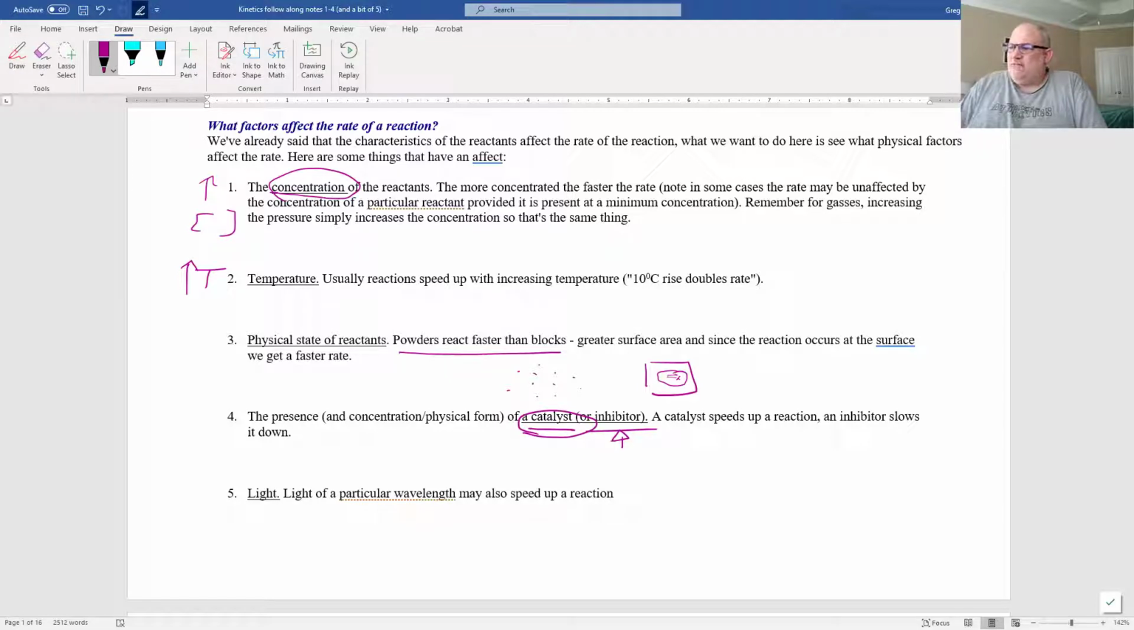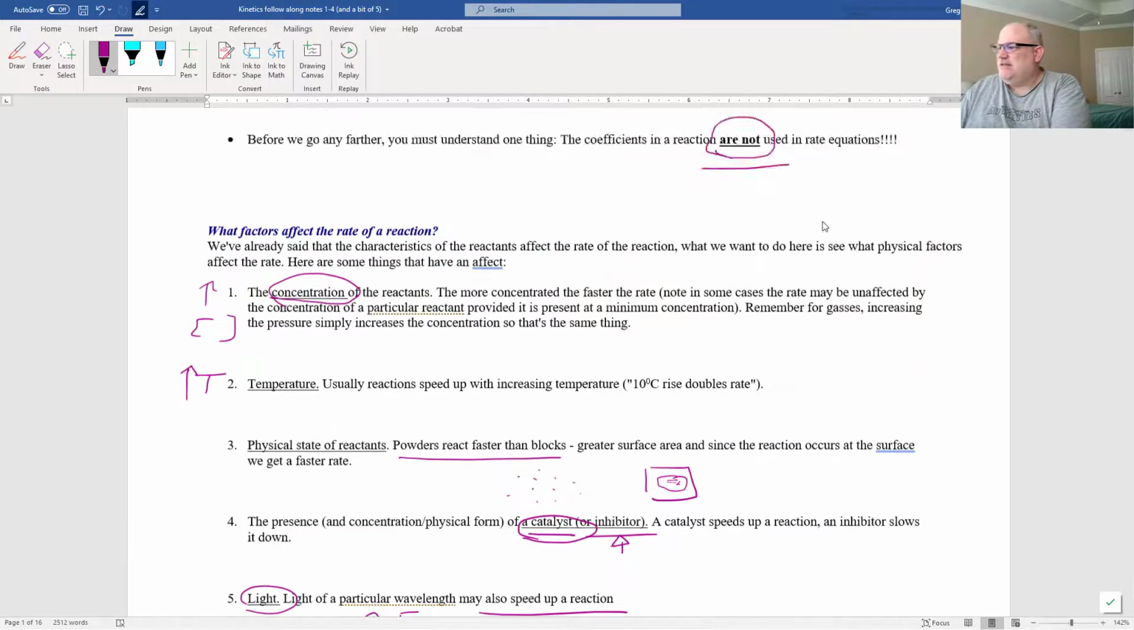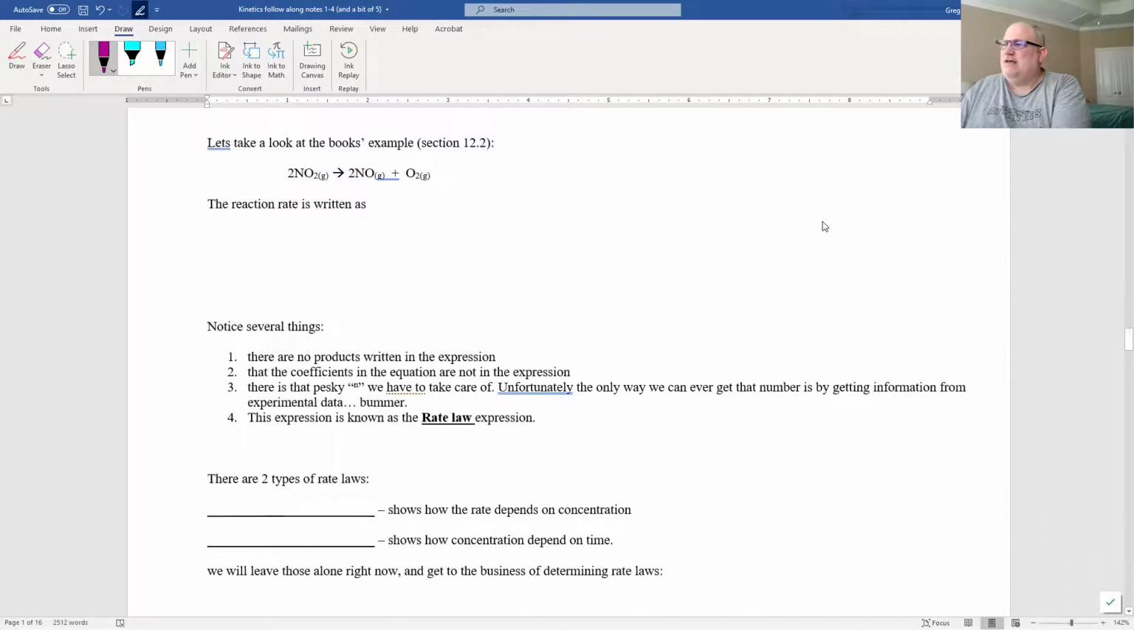And finally, light. It's kind of weird, but if you have particular wavelengths of light, and we know that light is energy, that can also speed up a reaction. So we could have just said that if you add energy to a reaction, you can cause it to go more quickly. So let's move on to the next slide here, and I want to take a look at the example they give you in the textbook.